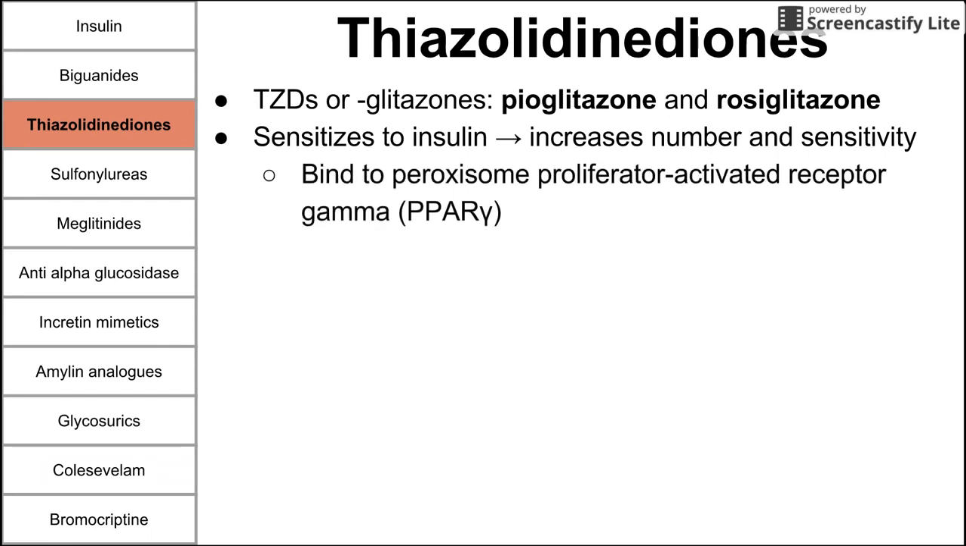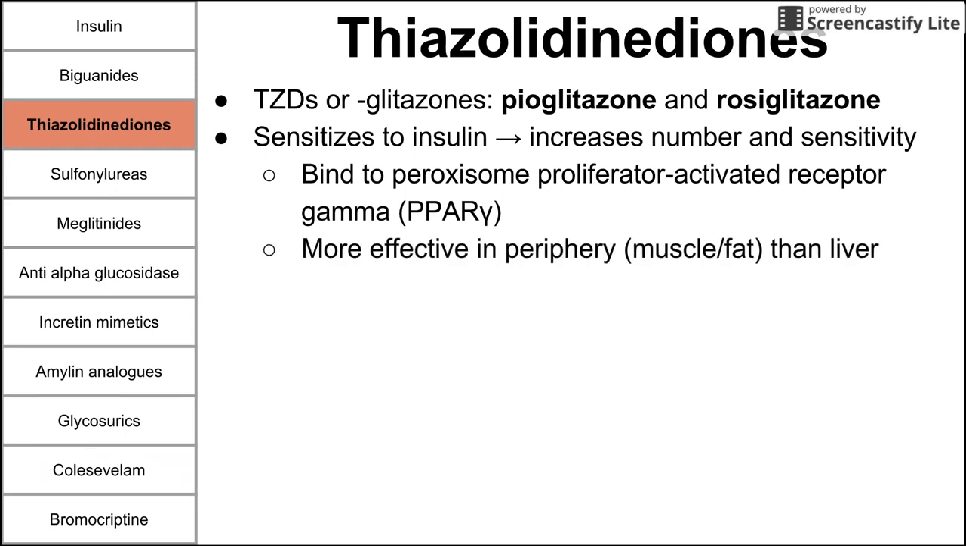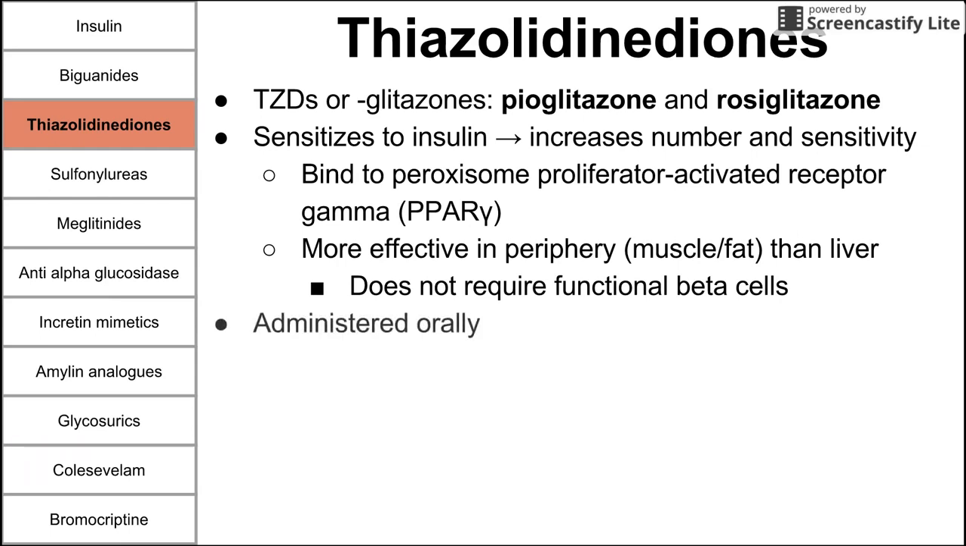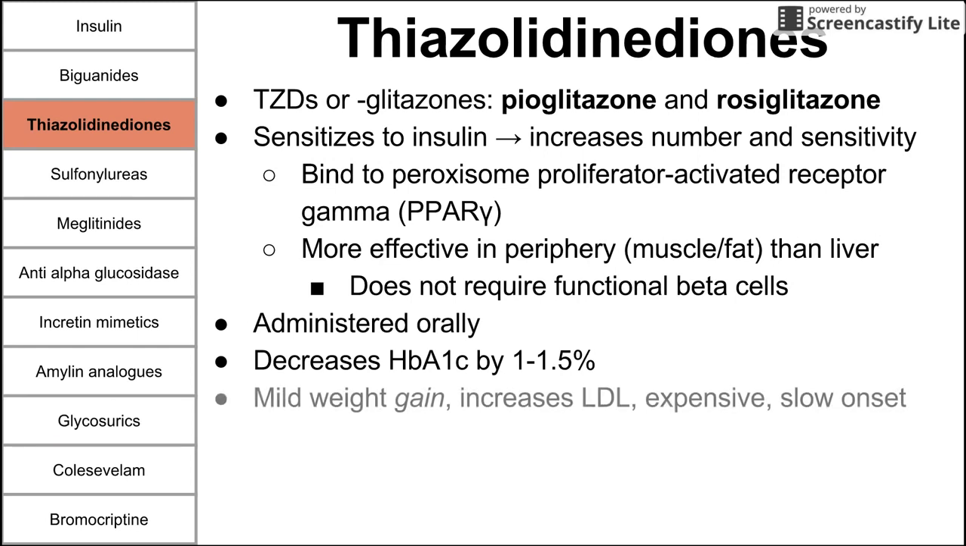They specifically bind to the PPAR gamma receptor. That's the peroxisome proliferator-activated receptor, gamma receptor. They are more effective in the periphery, this is the muscle or the fat tissues, than the liver, unlike metformin, and they do not require functional beta cells, so this could be used in type 1 and type 2. These glitazones are also administered orally, and they decrease HbA1c by 1 to 1.5%, also a pretty good decrease.